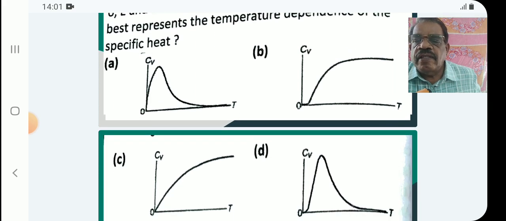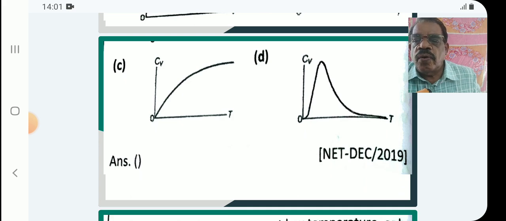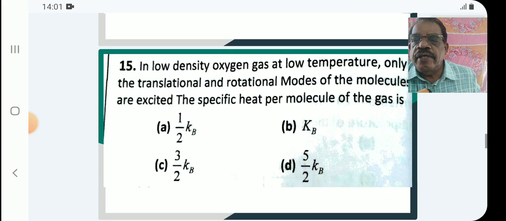Four graphs are given here. The answer is C, and that requires no calculation. Answer C.